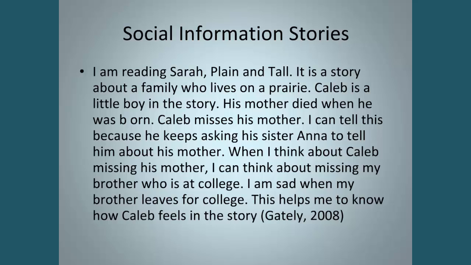I am reading Sarah, Plain and Tall. It's a story about a family who lives on a prairie. Caleb is a little boy in the story. His mother died when he was born. Caleb misses his mother. I can tell this because he keeps asking his sister Anna to tell him about his mother. When I think about Caleb missing his mother, I can think about missing my brother who is at college. I am sad when my brother leaves for college. This helps me to know how Caleb feels in the story. So here there's been lots of connections made for them emotionally and personally with what's happening in the story.